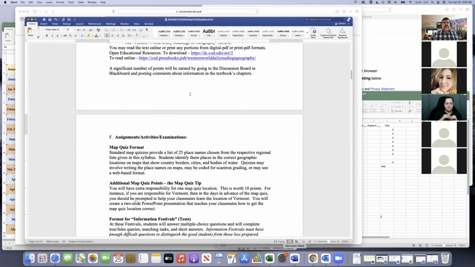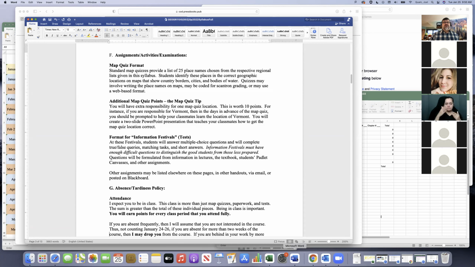All right, so on to page 3 in the syllabus. So some details are here. Map quiz format. Each map quiz is worth 25 points. And today I'll be showing you the lists of places that you need to study to succeed on the map quizzes. Map quiz tip, that's worth 10 points. You're going to teach us one place, just how to get that right on the map quiz.